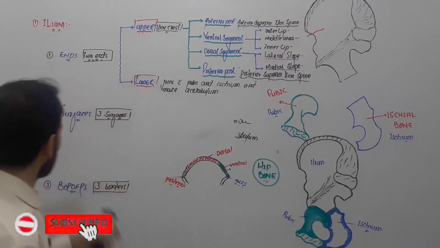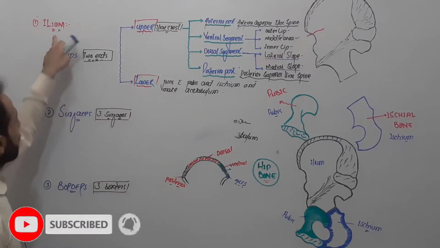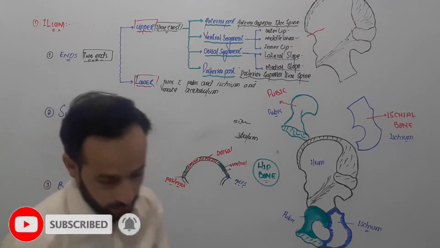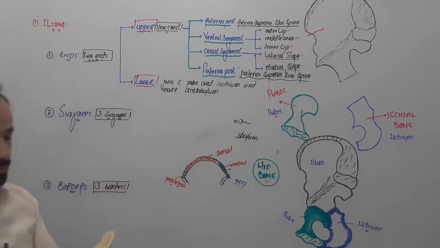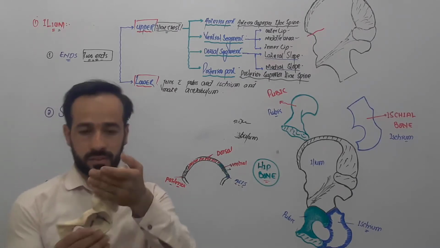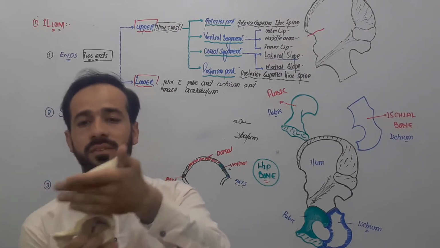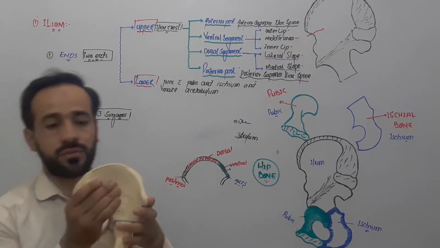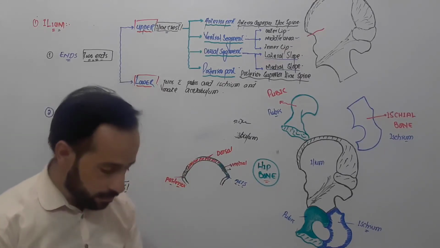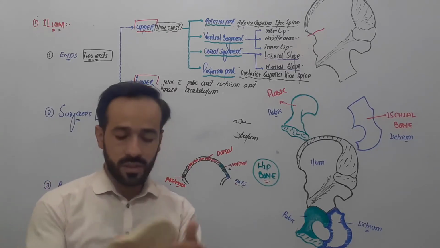Now we discuss the surfaces of the ilium, right? Okay friends, look carefully here. As our ilium has different surfaces, look carefully. Here is a surface and here is another surface and here is another surface. So the ilium has three important surfaces. And what are those surfaces?